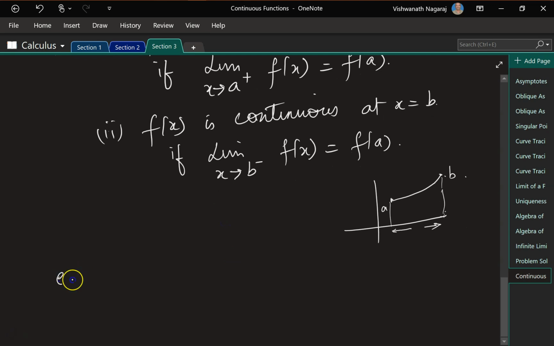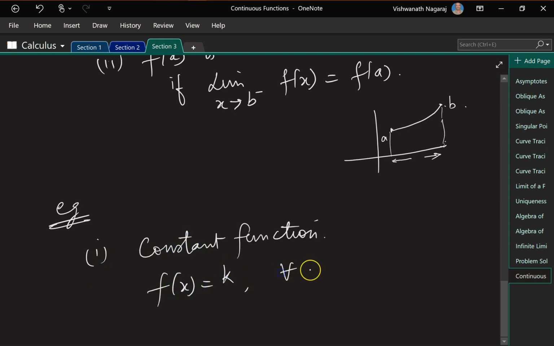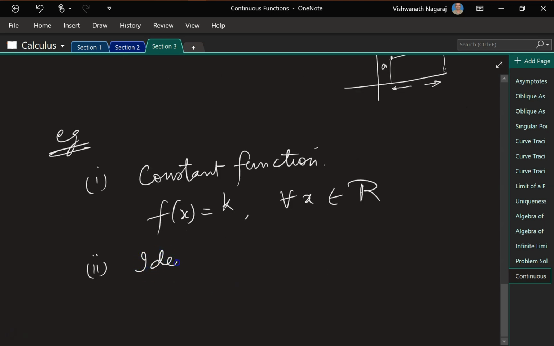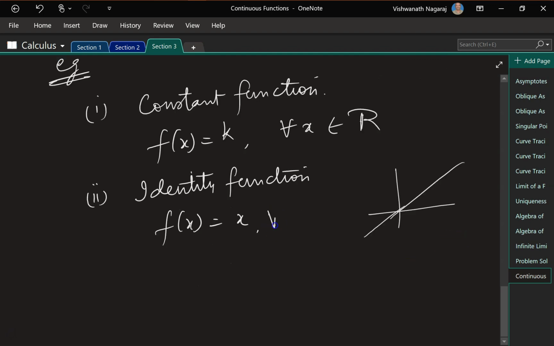Now let's look at some examples of continuous functions. Constant function, so f of x equal to k for all x belonging to the set of real numbers. Which means basically that x doesn't appear in the actual definition of the function itself, so it doesn't matter what the value of x is. Identity function, so f of x equal to x. Usually this will go like this, again for all x belonging to the set of real numbers.